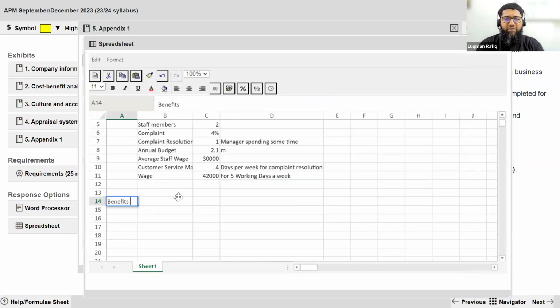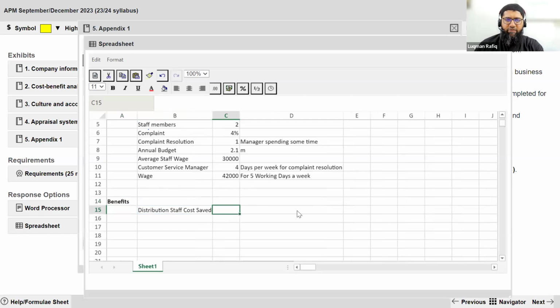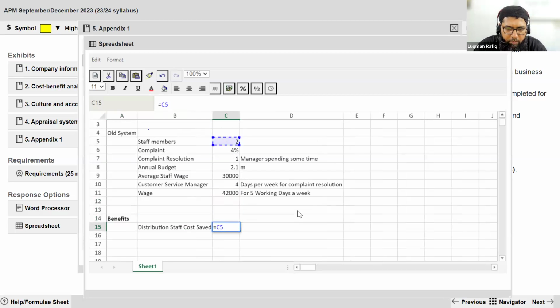So basically, the benefits are going to be as under. Distribution staff cost saved, because the distribution staff, which is presently two people each having an annual wage of $30,000, that's going to be saved.